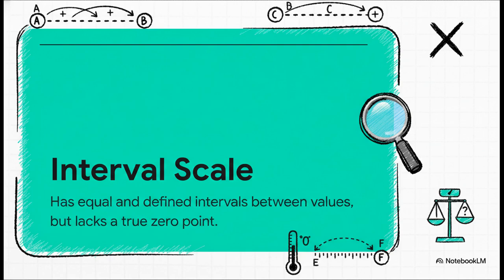Now this is a huge leap forward, because now the space between each value is equal and defined. The difference between a 10 and a 20 is the exact same as the difference between an 80 and a 90. This means we can finally do some real math, like addition and subtraction. But it has one really quirky limitation. There's no such thing as a true zero.